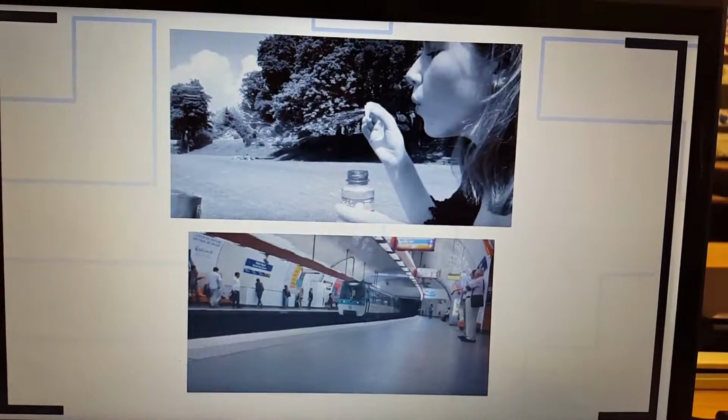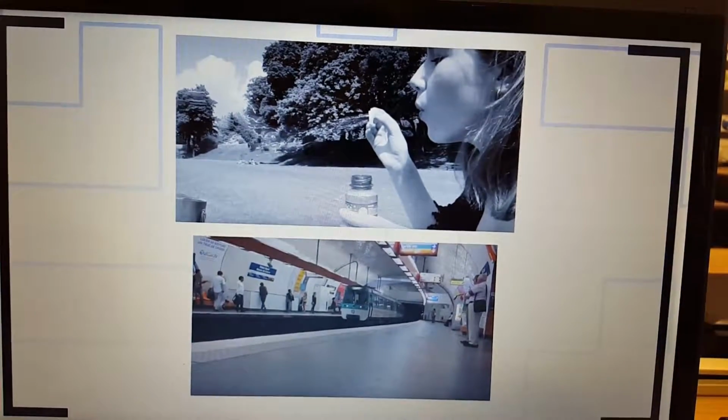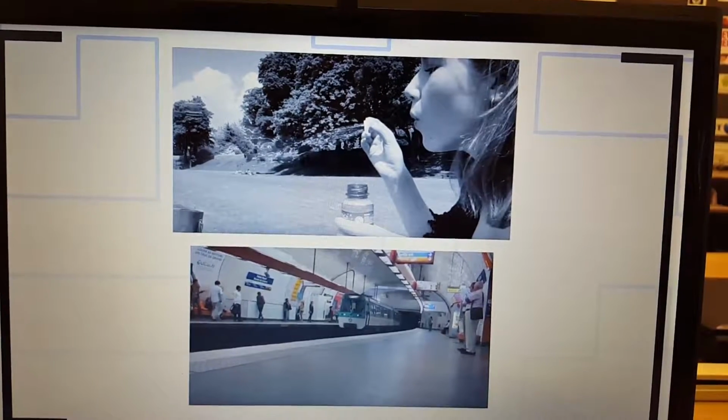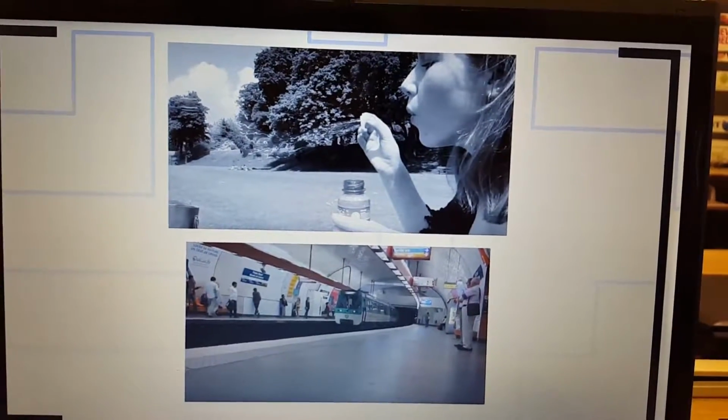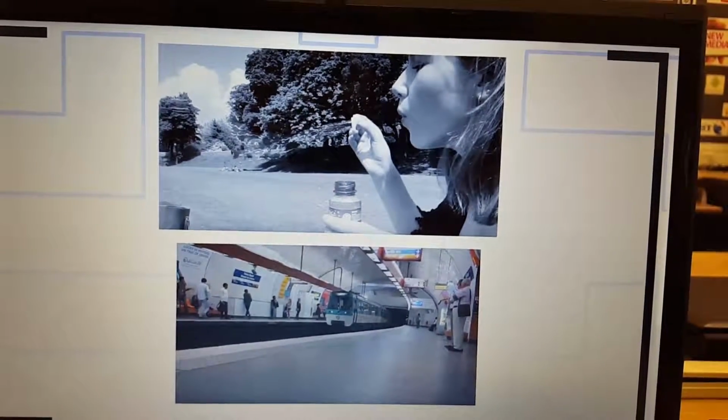The setting I kept quite simple because indie music videos are known to be quite low budget. The main settings are in cities and outdoors. I have used these settings as they are easily accessible and fit with the genre.